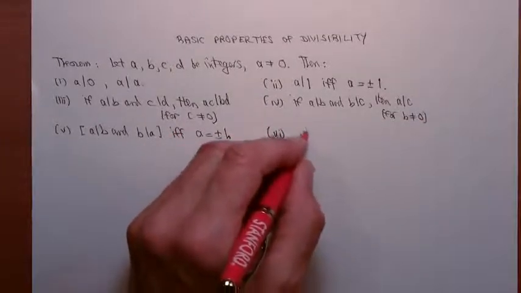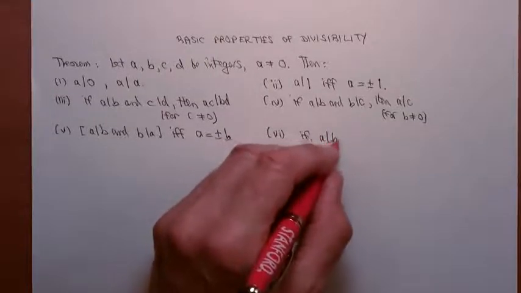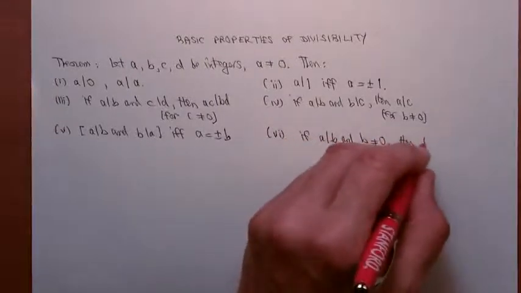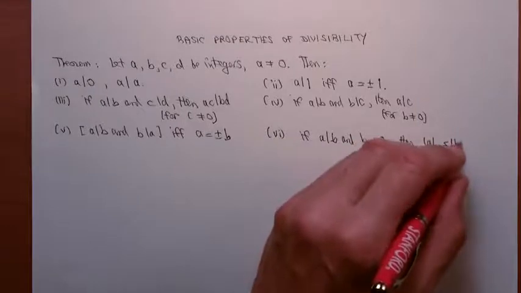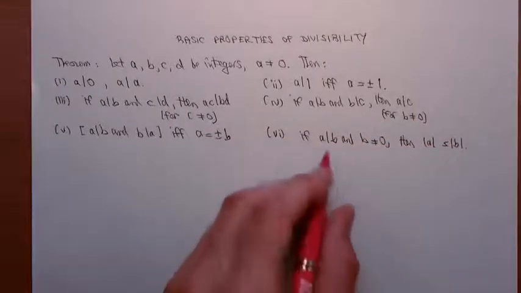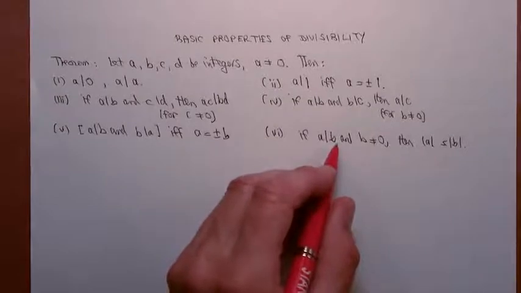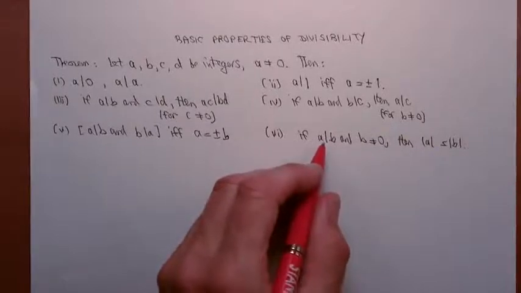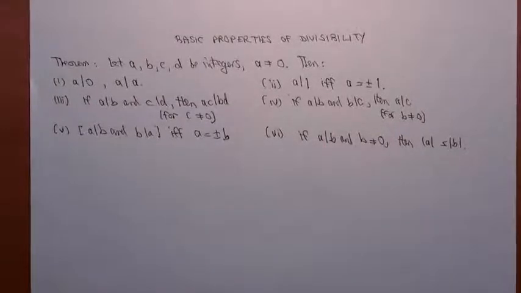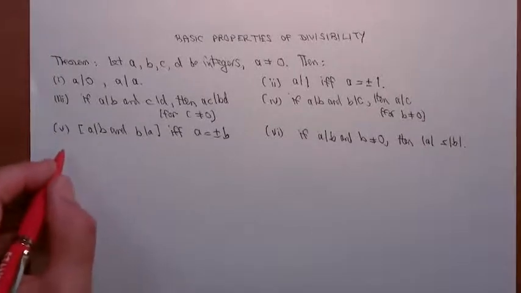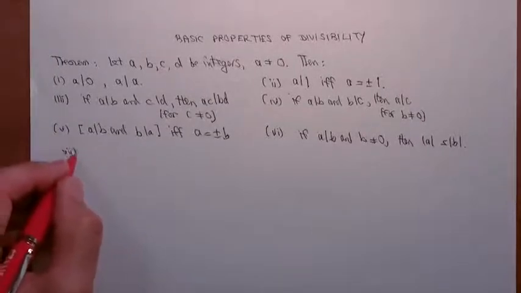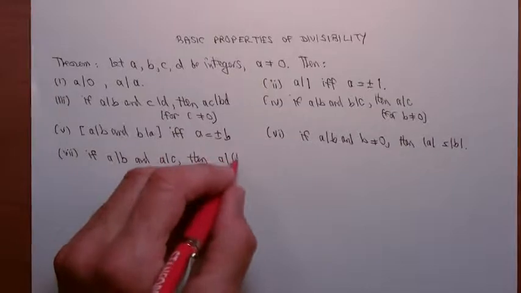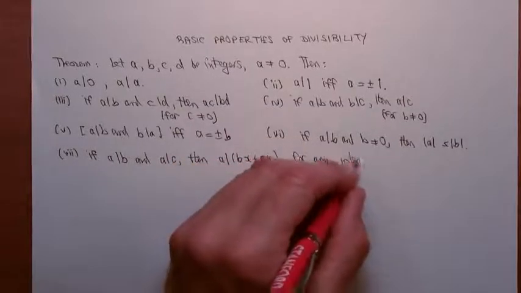6, if a divides b and if b is non-zero, then the absolute value of a is less than or equal to the absolute value of b. You can only divide smaller numbers into bigger numbers, or at least numbers that are no bigger than. You can't divide a number b by something that's bigger than it in absolute value. One more. 7, if a divides b and a divides c, then a divides bx plus cy for any integers x, y.